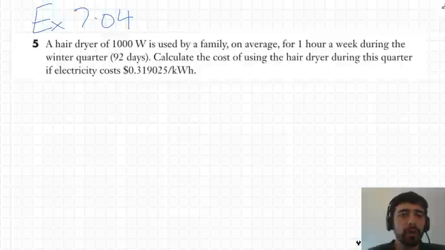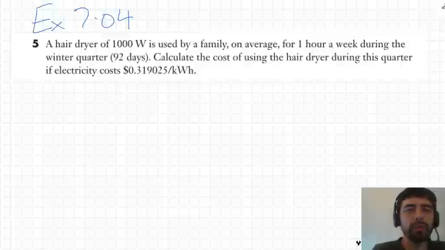So here we go. A hairdryer, which is 1000 watts, is used by a family on average of an hour a week during winter, which is 92 days. Well, what is the cost of using this hairdryer during that quarter if electricity is this many dollars per kilowatt hour?